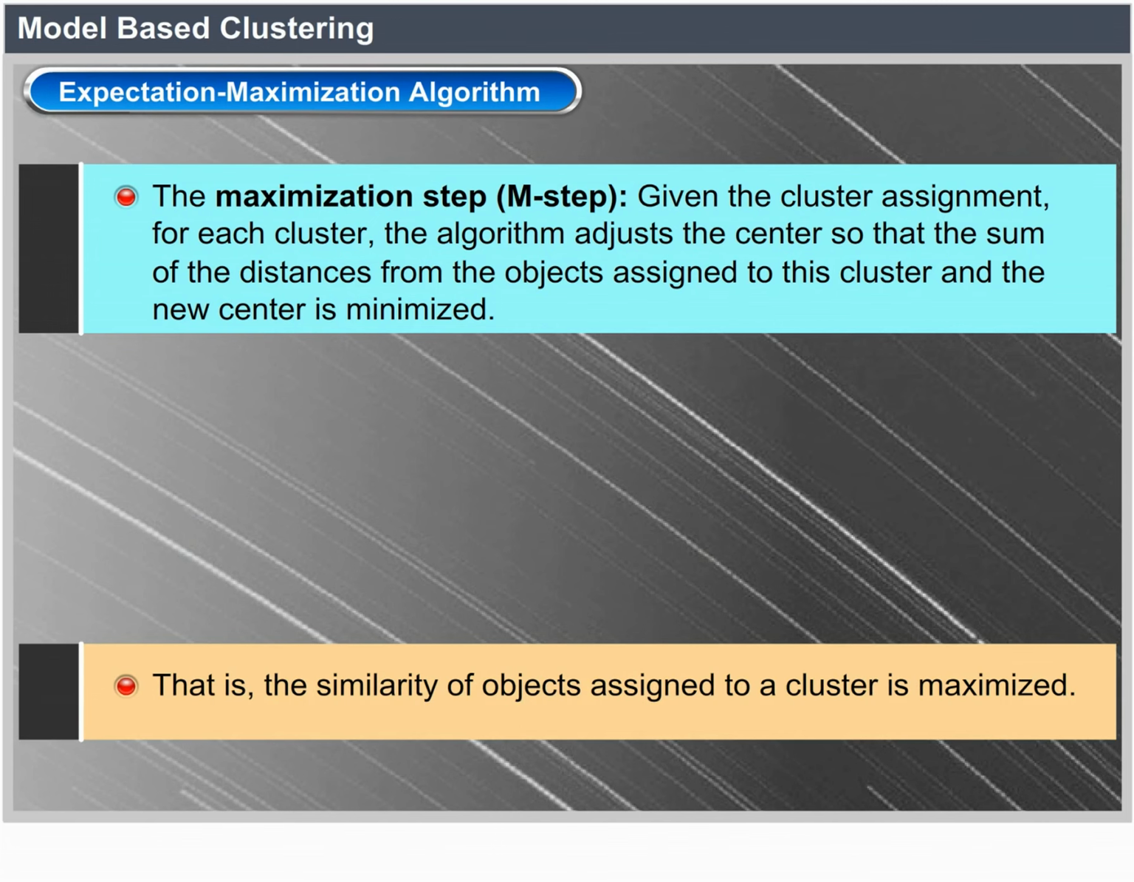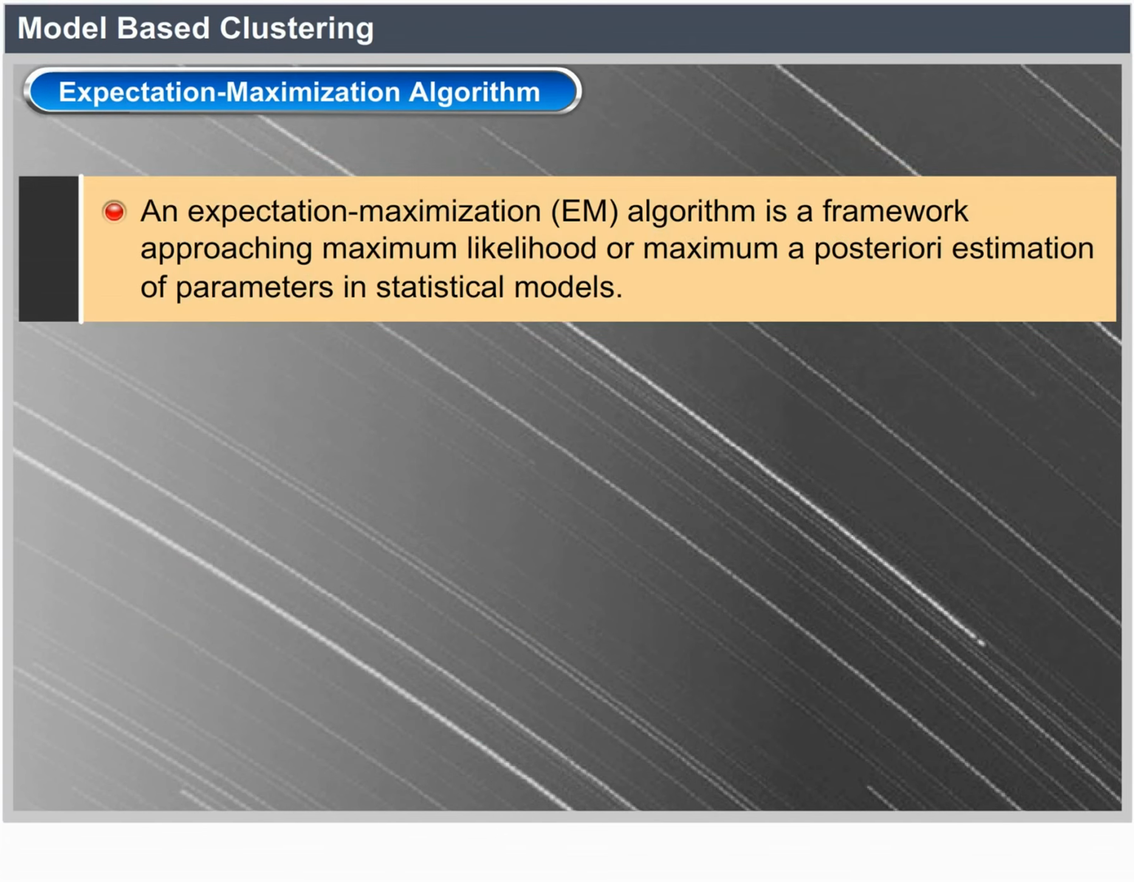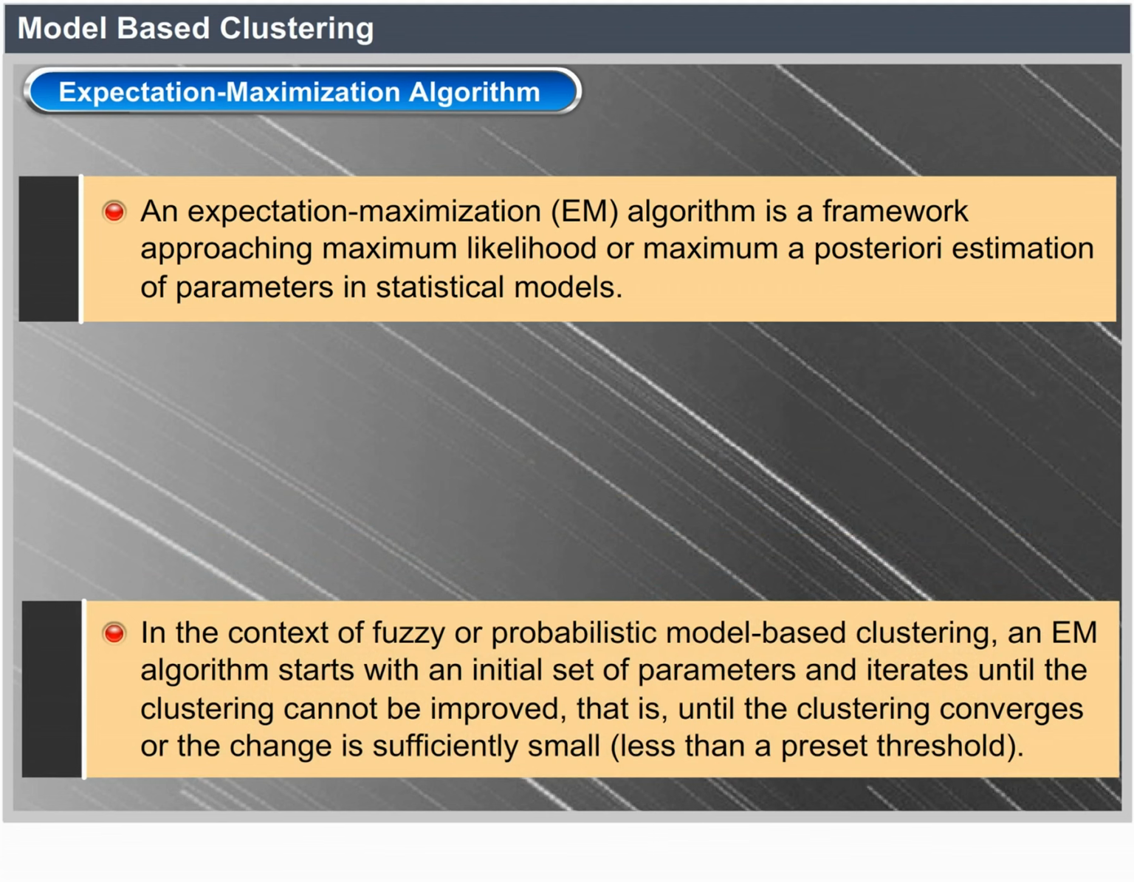An expectation maximization (EM) algorithm is a framework that approaches maximum likelihood or maximum a posteriori estimates of parameters in statistical models. In the context of fuzzy or probabilistic model-based clustering, an EM algorithm starts with an initial set of parameters and iterates until the clustering cannot be improved, that is, until the clustering converges or the change is sufficiently small, less than a preset threshold.